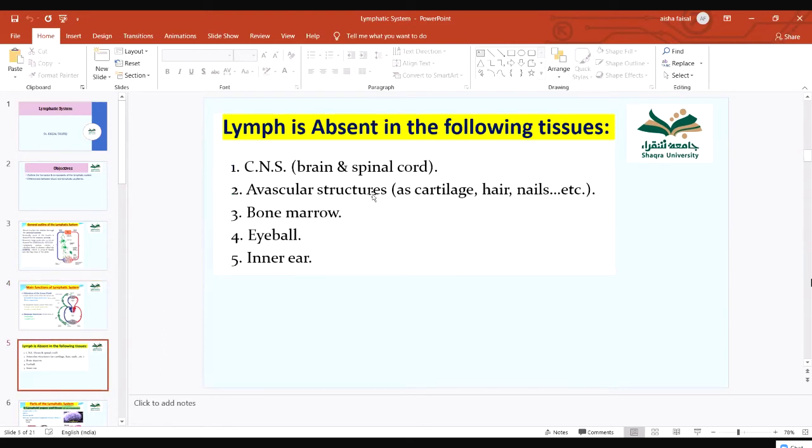But in some parts of our body, this lymphatic system is absent. The lymph is absent, like in your brain and the spinal cord. The avascular structures, which are dependent on the diffusion from the nearby blood for their nutrition, like cartilage, hairs, nails. The bone marrow also doesn't have any lymph fluid, nor does the eyeball or your inner ear. So these structures are devoid of any lymph.